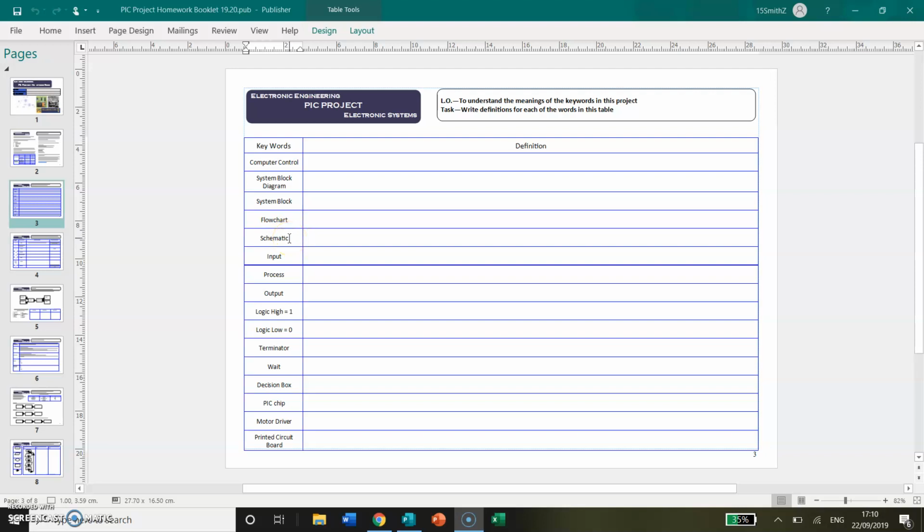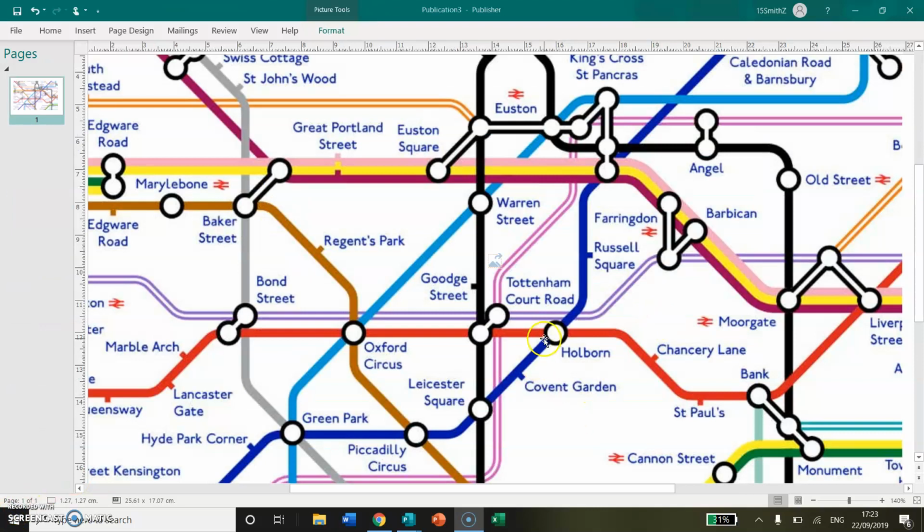A schematic is a simplified diagram. One of the most commonly known schematics is the map of the London Underground, where you've got your interchange stations shown as circles, and the stations in between are just shown sort of equidistant in between. You know, the likelihood that Chancery Lane is actually that distance from Holborn, is actually that distance from St Paul's, is actually that distance to the Bank, is small.